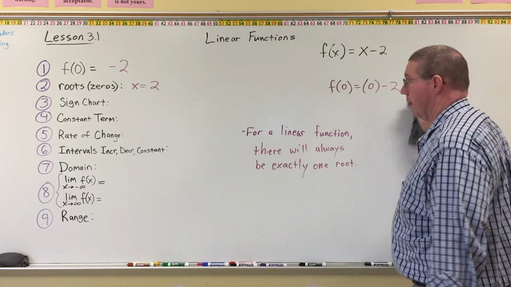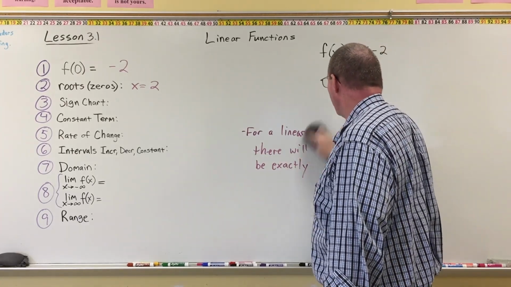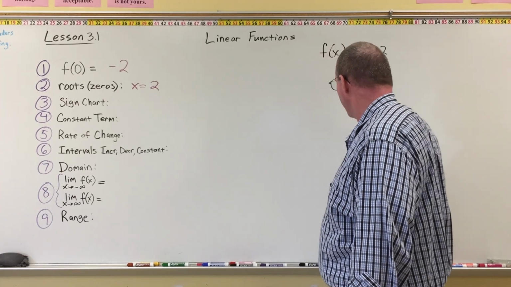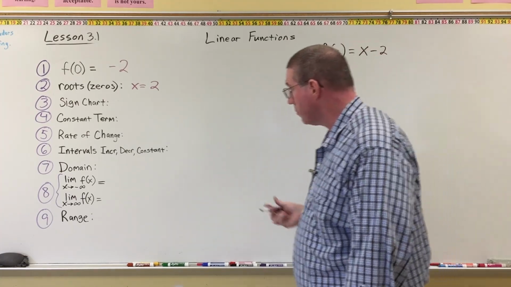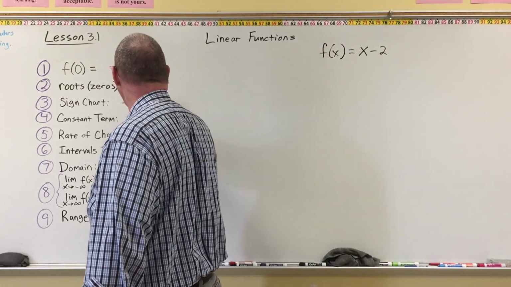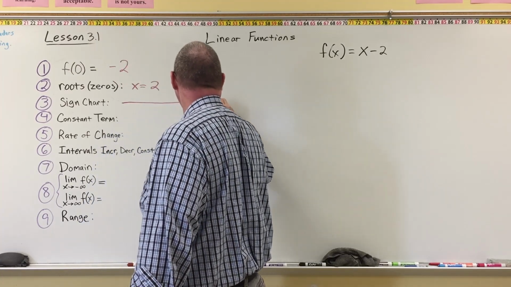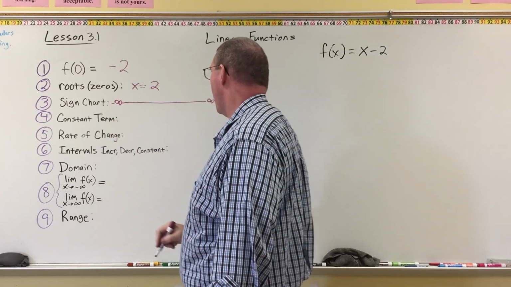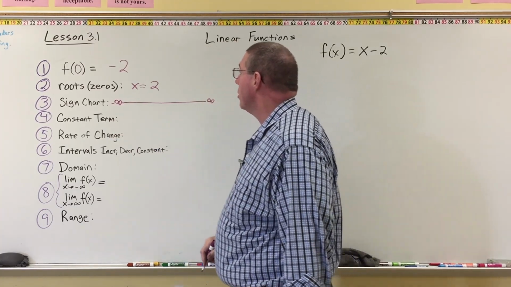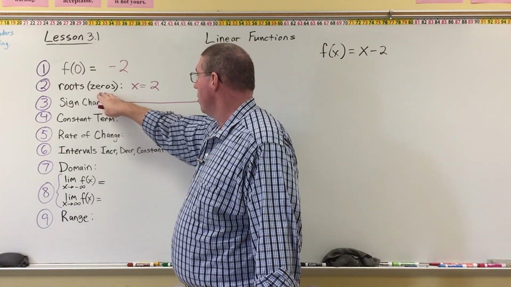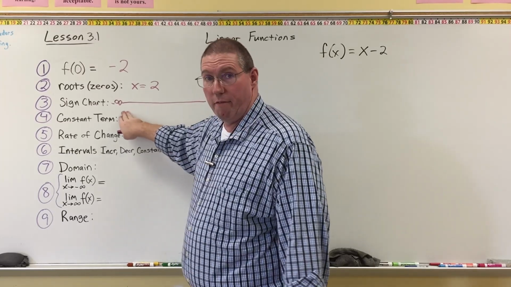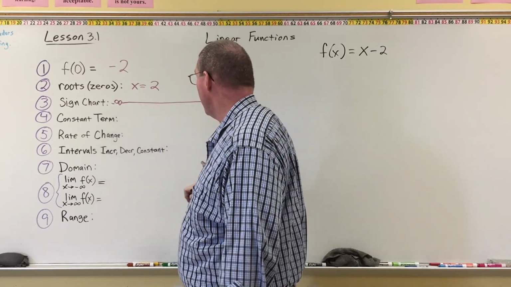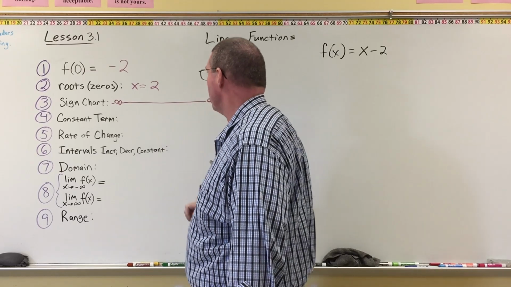So make sure you make a note of this. Now let's move on to the sign chart. What we said with the sign chart is to make a sign chart, we're going to draw a horizontal line, then we're going to put infinity on the right side, negative infinity on the left side, and then we're going to mark all of the roots somewhere in the middle of the line, and we're going to put them in order from smallest to largest.